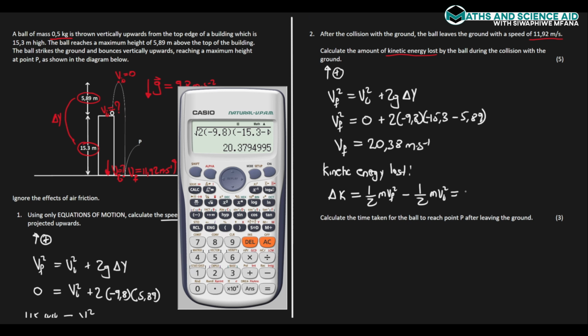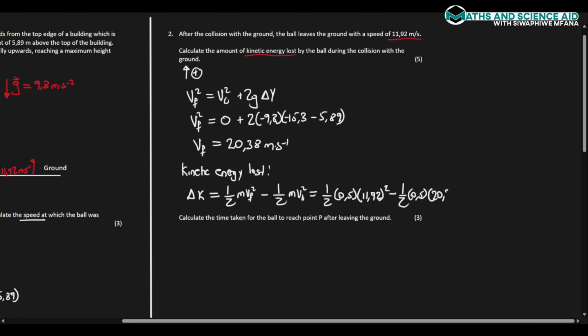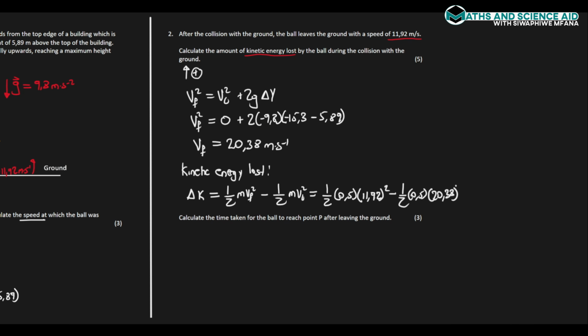So for mass, it's 0,5. The final velocity is 11,92. So again, let's subtract half m, which is 0,5, and then the initial velocity is the velocity at which the ball hit the ground, which is what we had worked out to be 20,38. So this is 20,38 squared, and then we simply need to plug all of this into our calculator and find the amount of kinetic energy lost.